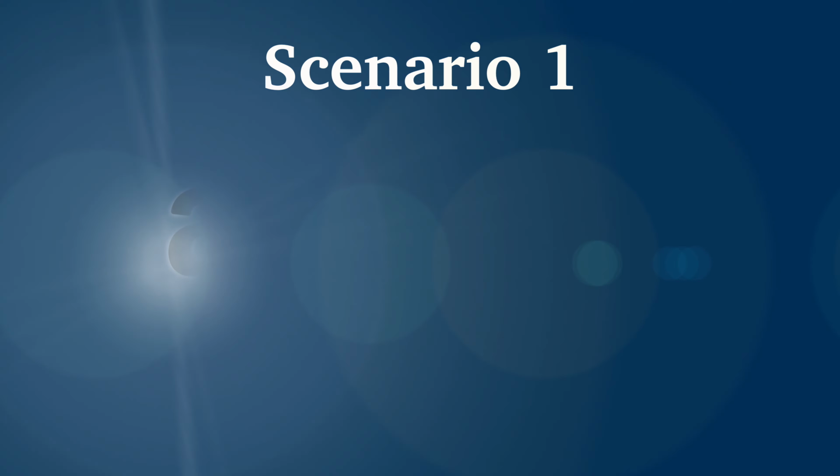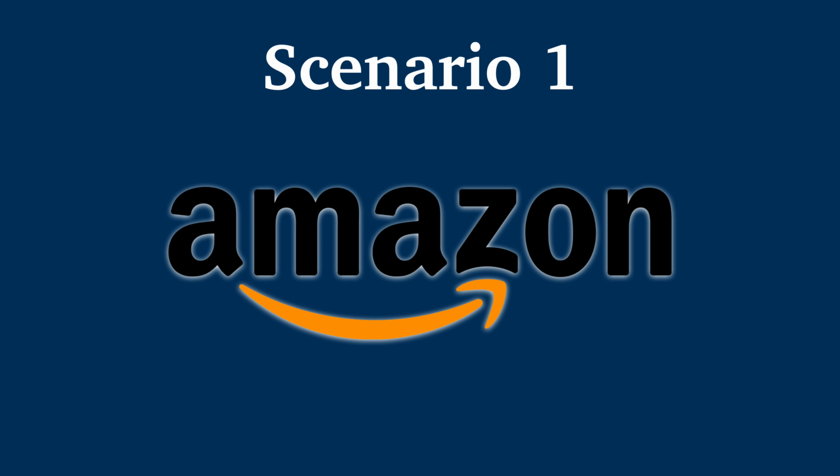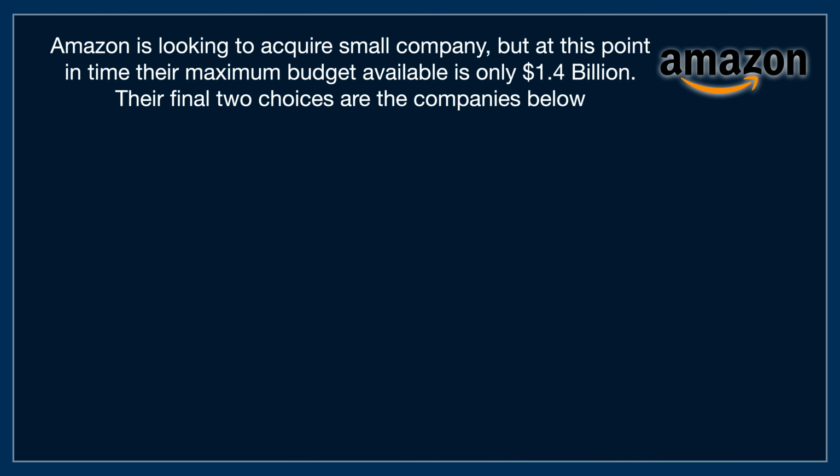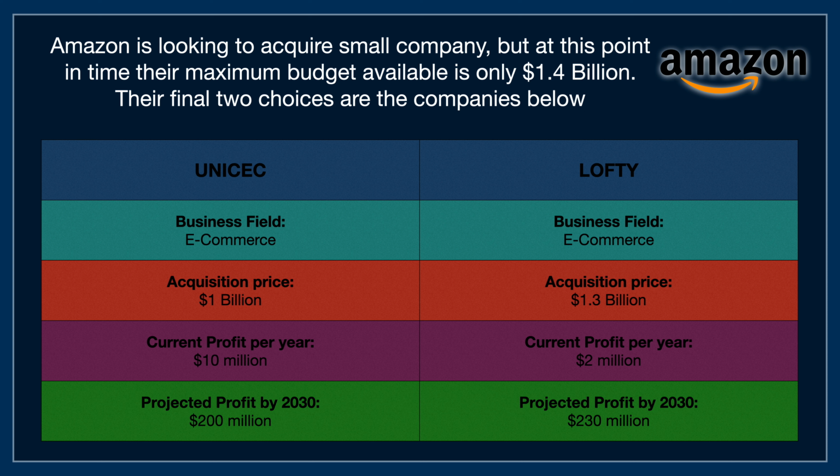So the first scenario, we're talking to Amazon here. So let's look at this one. So let's say Amazon is looking to acquire a small company, but at this point, their maximum budget available is only $1.4 billion for this project. So they've narrowed it down to their final 2 choices, and these are the companies below. You're the CEO, so you make the final call based off these numbers. So the 2 companies are Unisec and Lofty. They're both in the e-commerce field, so they're e-commerce companies.